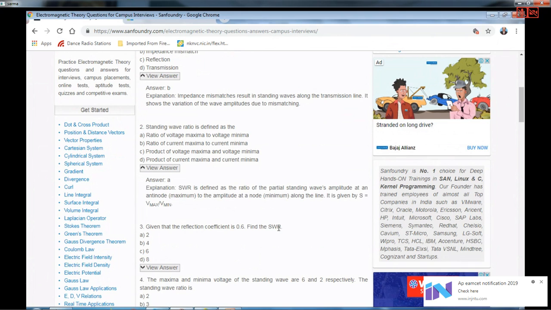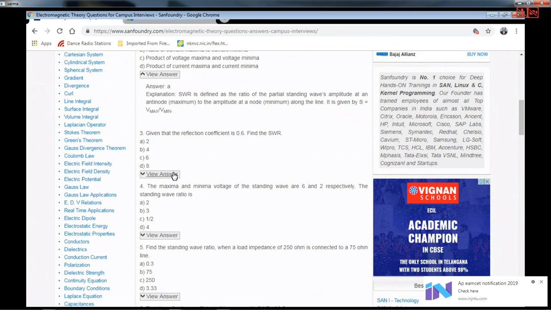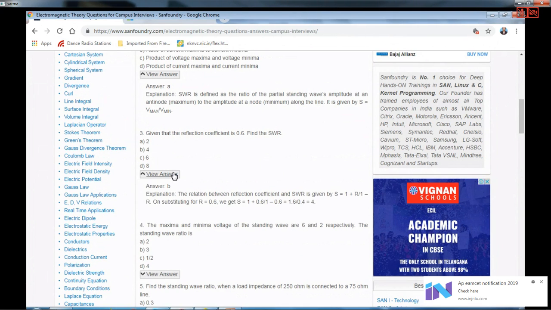So given the reflection coefficient is 0.6, what is the standing wave ratio? What is the relationship between them? That is 1 plus mod gamma by 1 minus mod gamma. With gamma equal to 0.6, that is 1 plus 0.6 by 1 minus 0.6, that is 1.6 by 0.4, so that must be 4. So that's how you will get the standing wave ratio as 4.